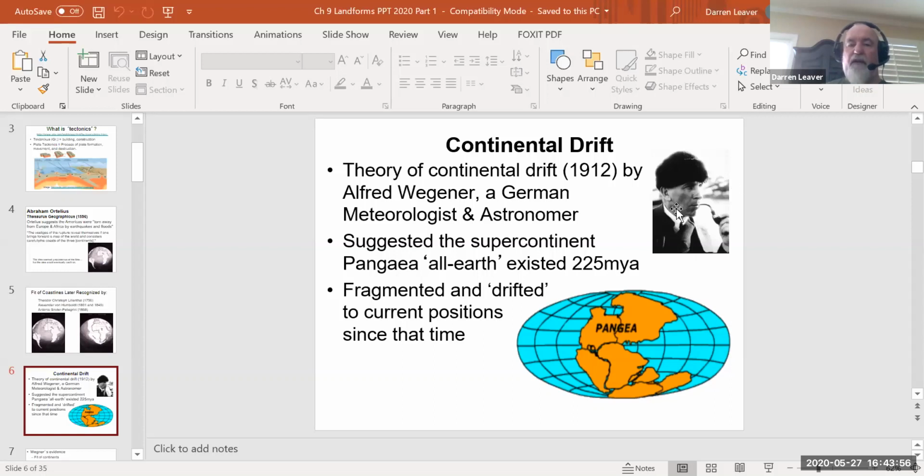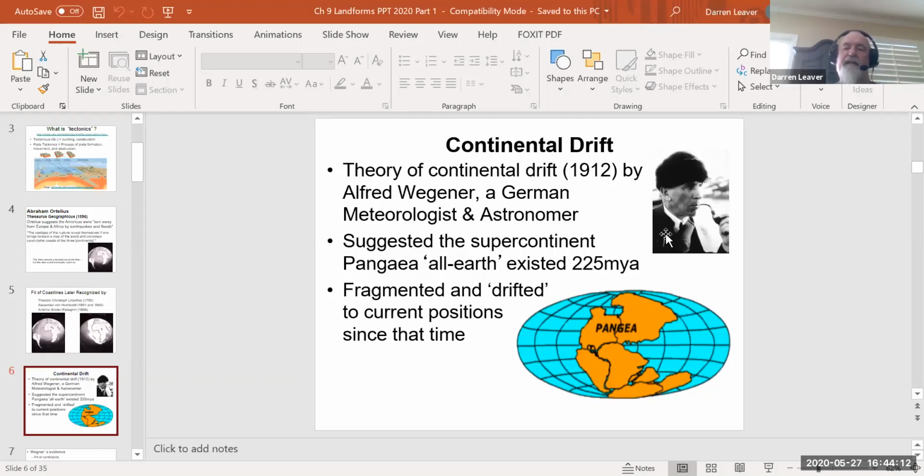Of note, his wife, Elsa, her maiden name was Köppen. In fact, she was the daughter of Vladimir Köppen, the guy that we learned about from the climate section. His teacher was Vladimir Köppen.